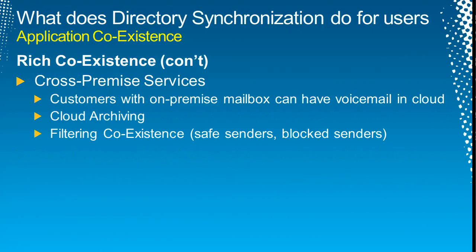And finally, rich coexistence also allows you to have cross-premise services, meaning I can have my Exchange mailbox on-premise. My company didn't have Lync before. I can now adopt Lync and allow my users to have Lync online services. And so we allow this integration between your mailbox and voicemail, for example. Another feature that a lot of customers want is, my mailbox is on-prem, but I want to archive to a mailbox in the cloud. That's supported with rich coexistence.